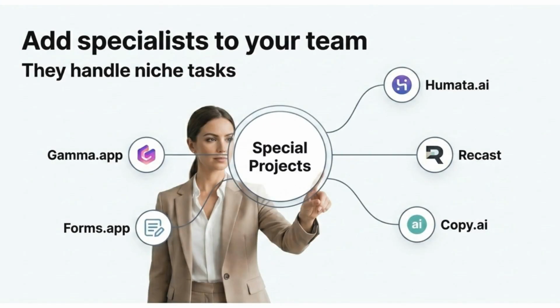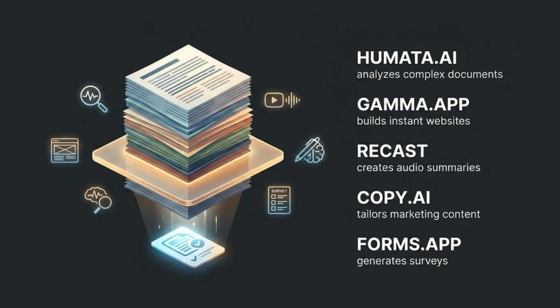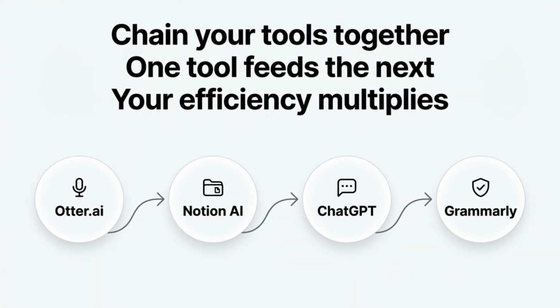You can also add specialists to your digital team. These tools handle niche tasks, further specializing your automated capabilities. For instance, Humata.ai analyzes complex documents, Gamma.app builds instant websites, Recast creates audio summaries, Copy.ai tailors marketing content, and Forms.app generates surveys. Chaining your tools together, where one tool feeds the next, multiplies your efficiency, creating powerful automated workflows.